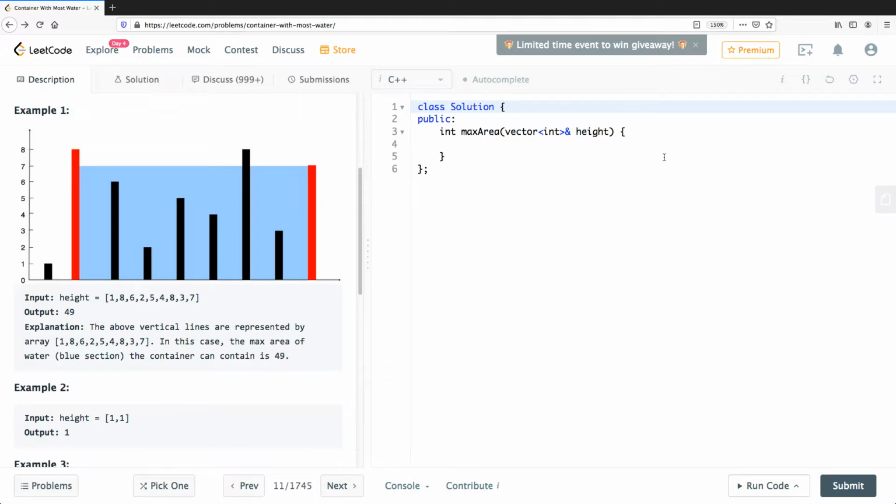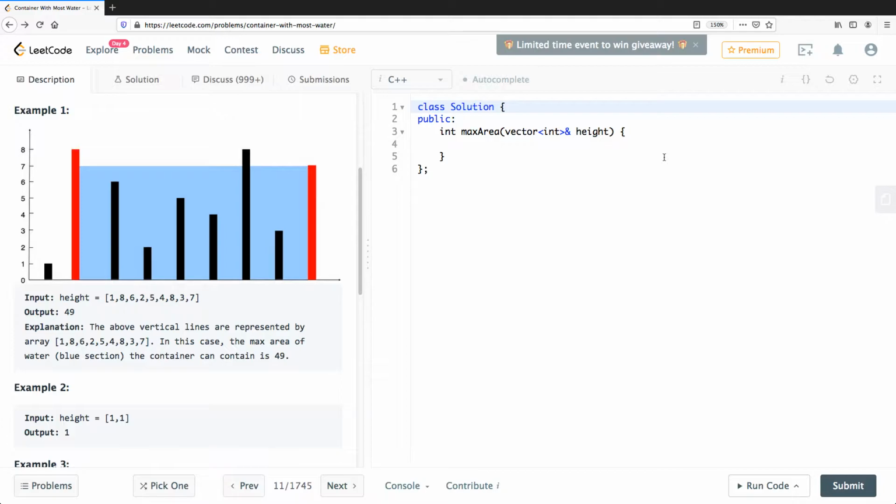Hi guys, it's been a while since we did a problem on Leetcode, and as you know, being too far away from Leetcode for a long time can be injurious to one's health, or at least injurious to one's coding health. So we are back to doing Leetcode, and I'm really excited to do this problem.